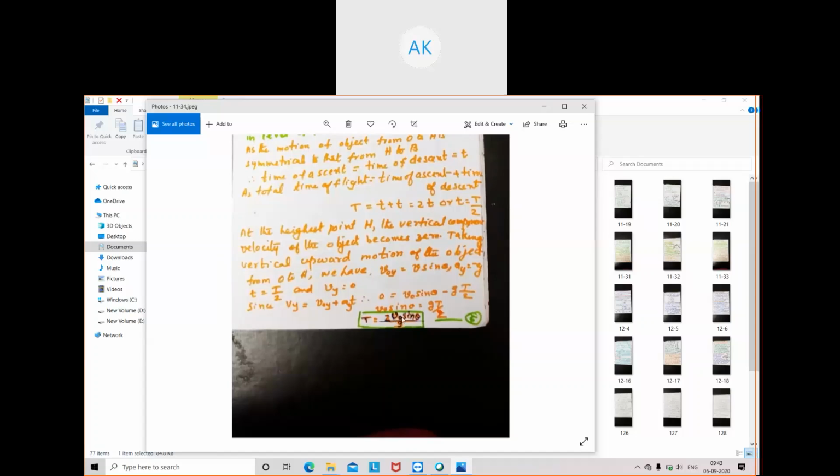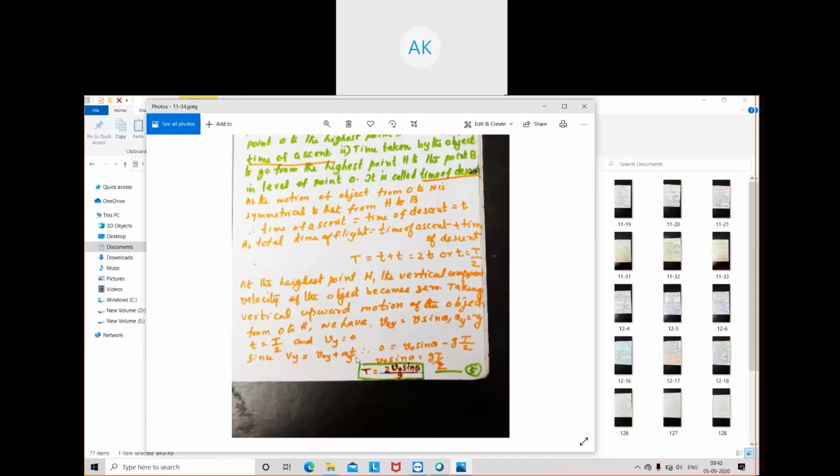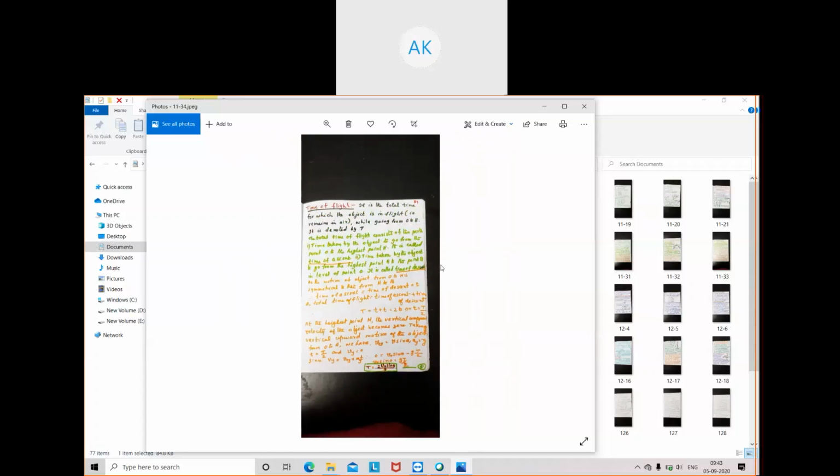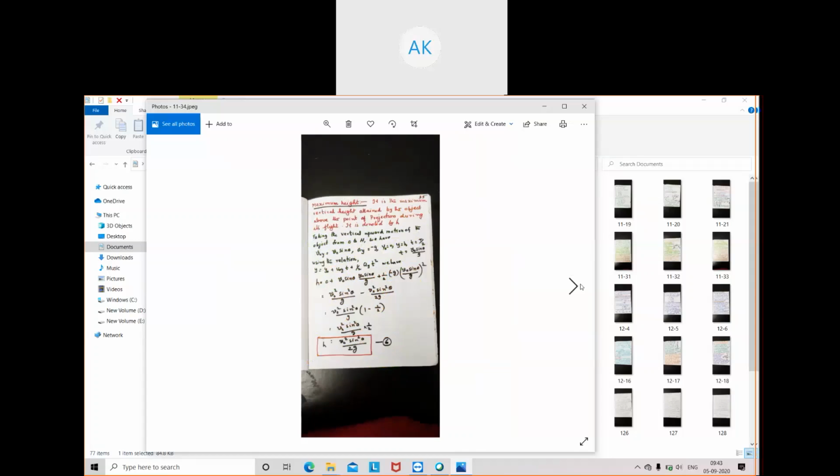So time of flight we determined. Always remember, do you remember what time of flight is? What is the time of ascent? Half of this. What is the time of descent? Half of this. So you have to remember this expression to derive the next expression. All these expressions you have to learn by heart.